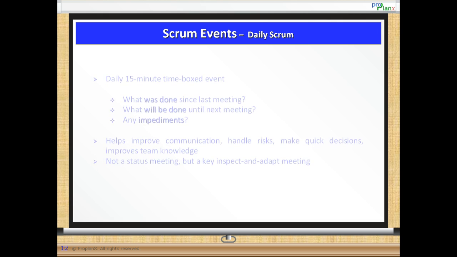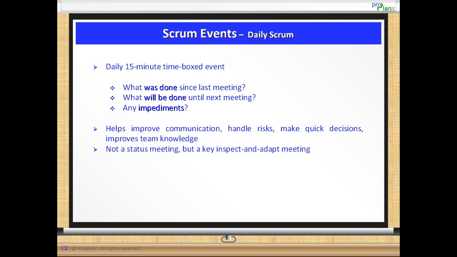Daily Scrum. The Daily Scrum is a 15-minute time-boxed event for the development team to synchronize activities and create a plan for the next 24 hours. This is done by inspecting the work since the last Daily Scrum and forecasting the work that could be done before the next one.